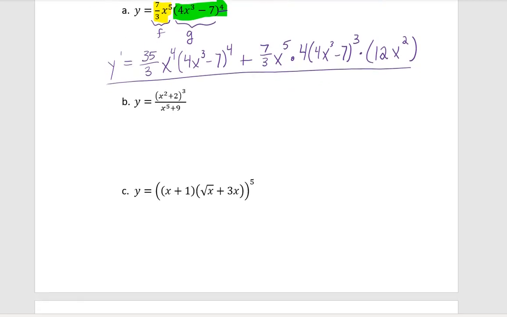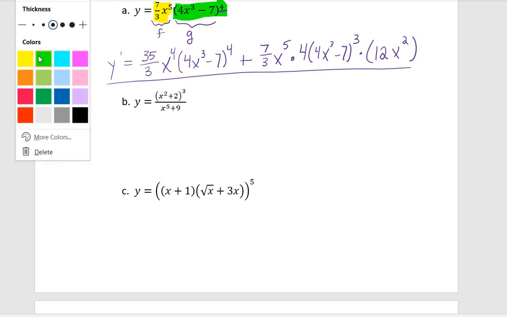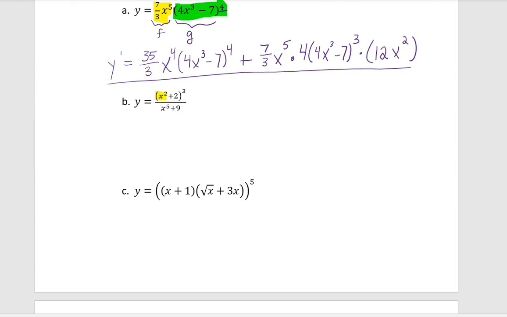Now on that next one, we have (x squared plus 2) to the third divided by x to the fifth plus 7. So again, I'm going to break this up into chunks. What I see is that I have this whole top part being divided by this whole bottom part. So when I do this, I'm going to be using the quotient rule. So this is going to be my f, and this is going to be my g.